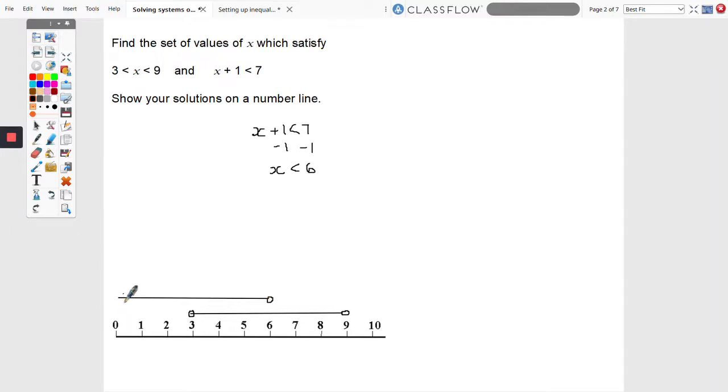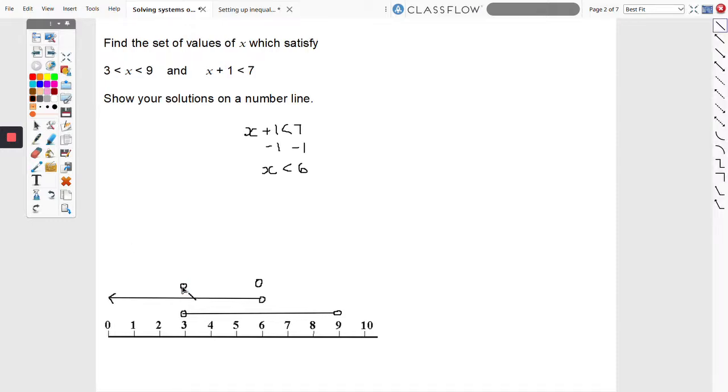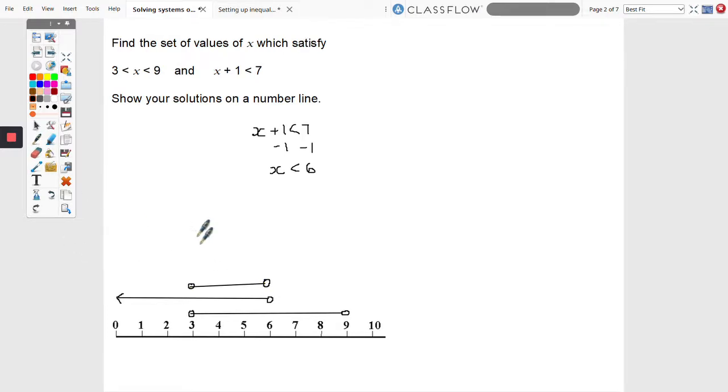And now I need to look and see whereabouts on my number line these two sets of values overlap. So I can see that I've got 3 and I can see that I've got 6 there. So the set of values that satisfies both inequalities would be 3 < x < 6, because looking at this overlapping region, this is where they overlap, between 3 and 6.